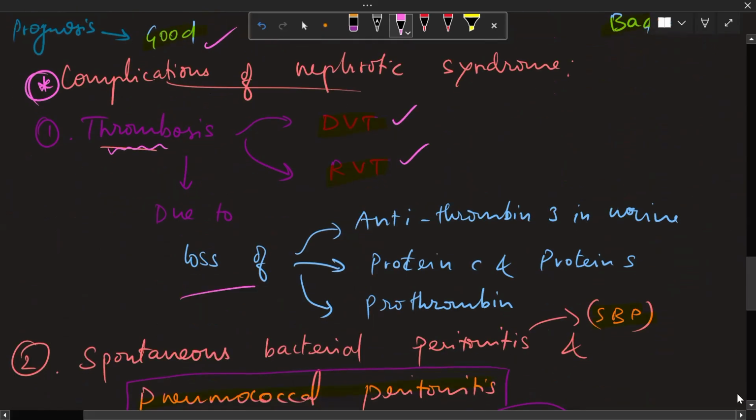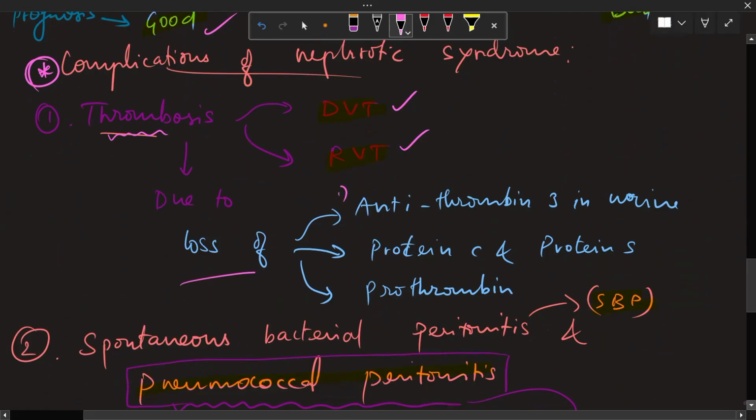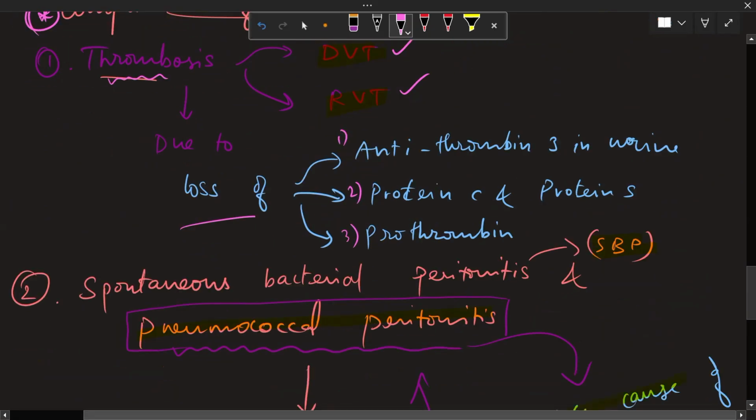And this thrombosis is due to the loss of three important proteins: loss of antithrombin 3 in urine, loss of protein C and protein S in urine, and loss of prothrombin in urine. So these are the proteins whose loss is responsible for the thrombosis.